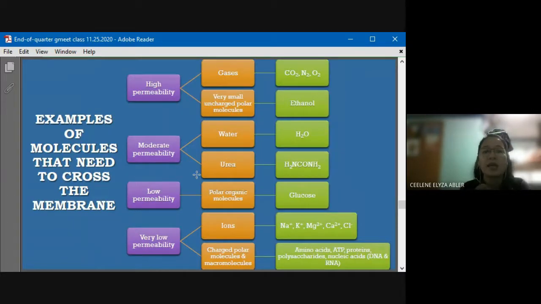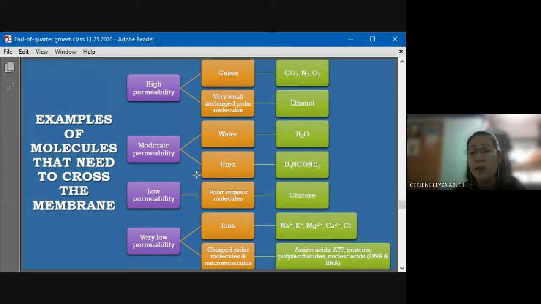Alright? So in terms of permeability, we have levels of permeability class. We have very low, we have moderate, then we have high. When you say high permeability, it's the easiest to enter the cell, the most effective at entering the cell. And you notice what is number 1 on the list? You have your gases: carbon dioxide, nitrogen gas, and oxygen gas. The gas class has to be highly permeable substances.